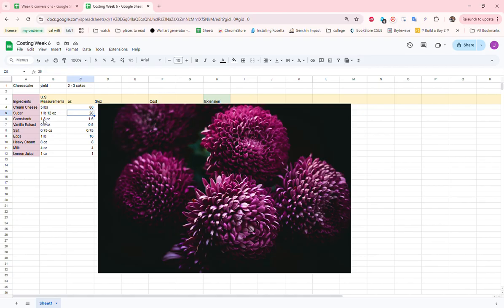1.5 ounces is already in the smallest number. We don't want to round right now, so we're going to keep it 1.5 ounces. 0.5 ounces will stay 0.5. 0.75 will stay 0.75. 1 pound will turn into 16. 8, 4, and 1 will stay the same.